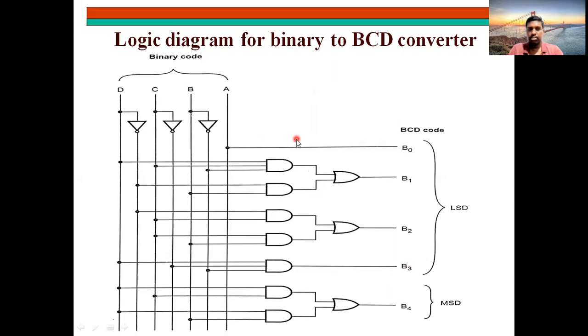Okay, clear? So B0, B1, B2, B3. This extra B4 is the column added only for two-digit numbers. You will get this. From two-digit numbers, this B4 will start activating.